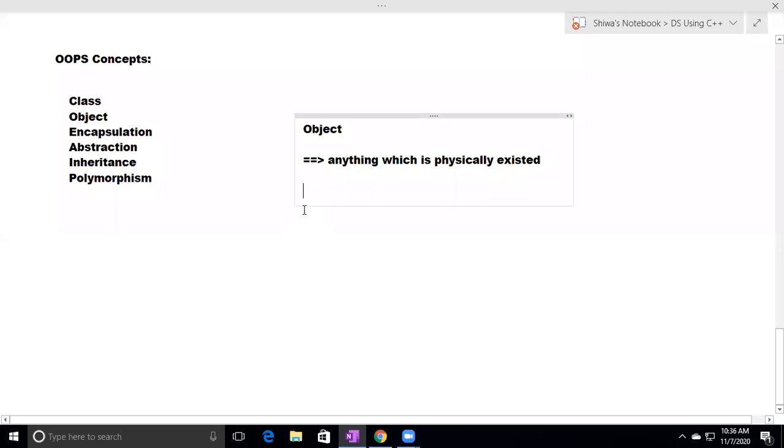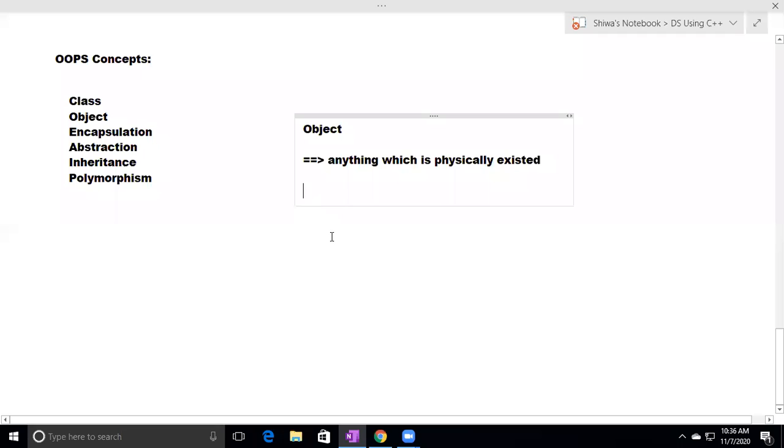Like your phone is physically existed. My keyboard, mouse, monitor are physically existed. Chair, table, marker, duster are physically existed. Physically existed things are called objects. So now you know the meaning of object.